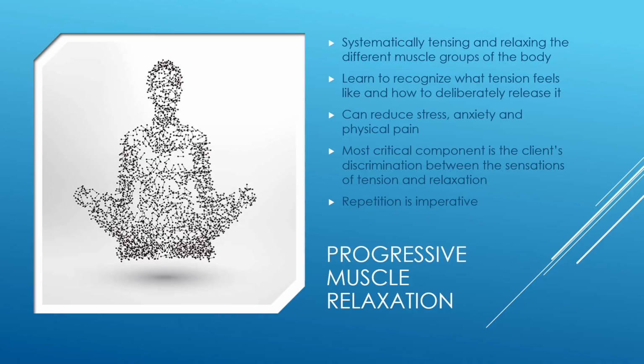The relaxation technique that I'd like to talk about is progressive muscle relaxation. This is systematically tensing and releasing different muscle groups of the body. It helps people learn to recognize what tension feels like and how to deliberately release it. It can reduce stress, anxiety, and physical pain. The most critical component is the client's discrimination between the sensations of tension and relaxation. And like anything else, repetition is imperative.